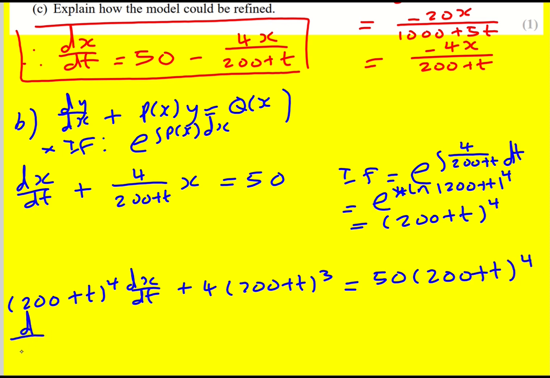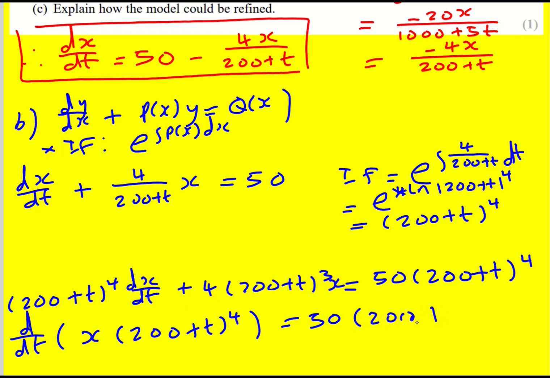Okay, we can write this left-hand side as d by dt of x times 200 plus t to the 4. And you can check it if you use the product rule and differentiate x and keep that the same. You get the first term, keep x the same. I've just realized I actually missed an x out, sorry. But keep x the same times the derivative of 200 plus t to the 4. That is that bit there. So it's all good. And that is equal to 50 times 200 plus t to the 4.